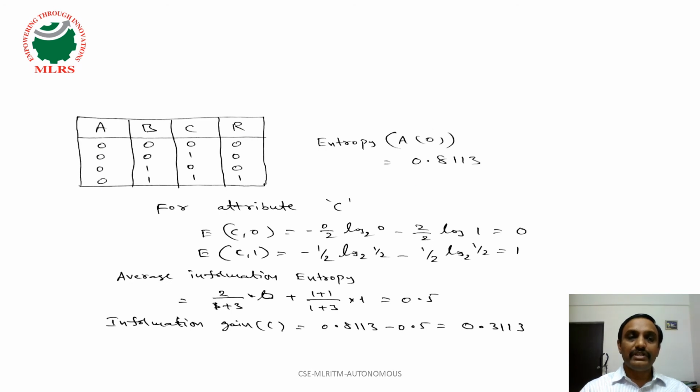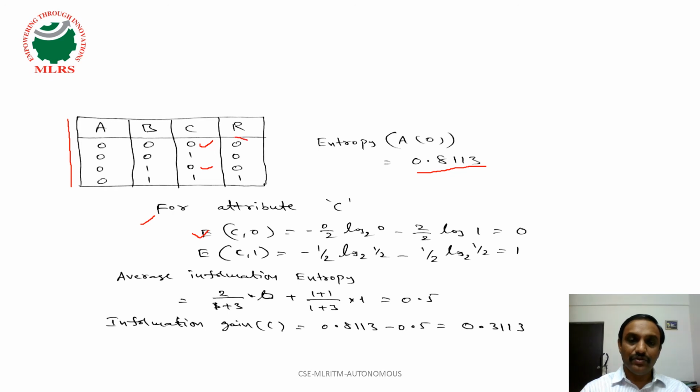Next, we have to calculate entropy for attribute C. For attribute C also, we have to consider only this part of the table, where A value equal to 0. In the previous slide we calculated the total entropy of this part of the table as 0.8113. So now coming to attribute C, entropy of C value equal to 0. C is 0 here, C is 0 here.